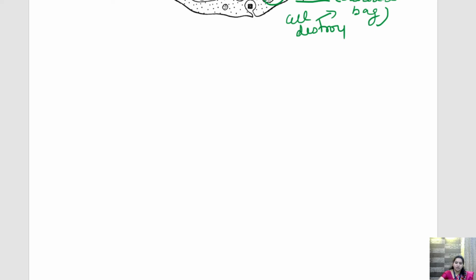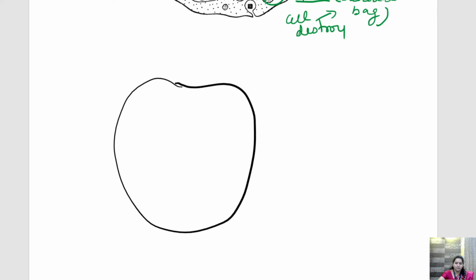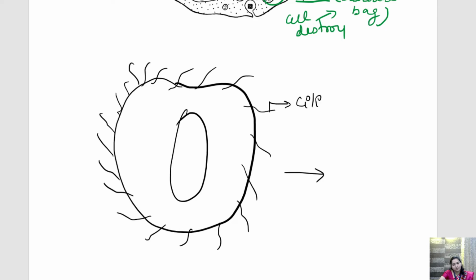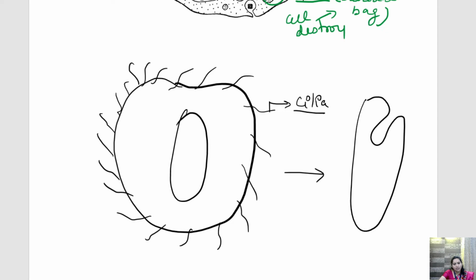Just a moment. So this is a paramecium. There is a nucleus inside it. There is some projection coming out of this paramecium, this thread-like projection, which helps it to move and locomote from one place to another. This is called cilia.